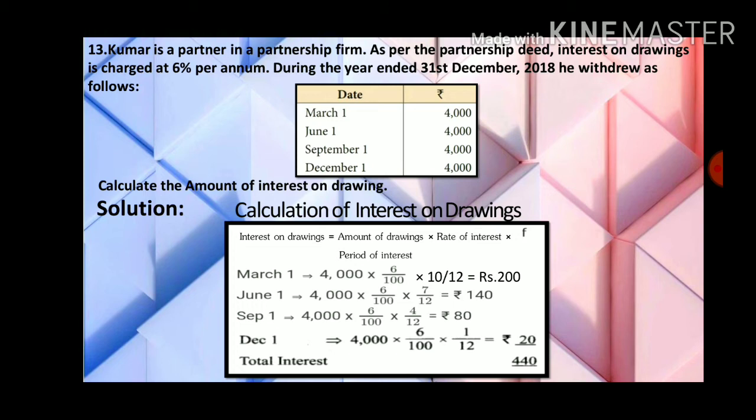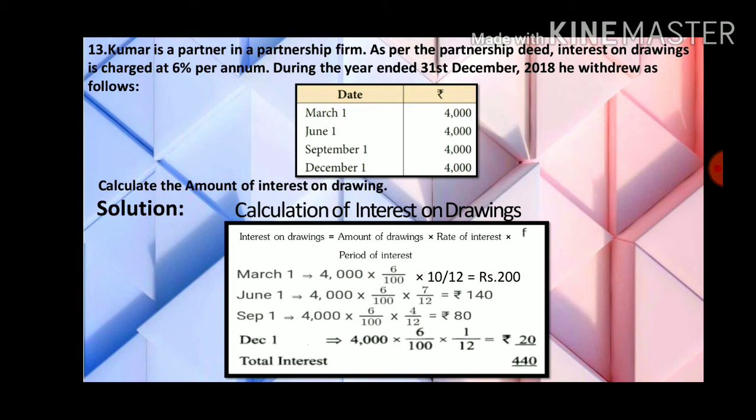So Kumar withdrew the amount: March 1st 4000 he has taken, June 1st 4000 taken, and September 1st 4000. The same value will be taken month-wise. So calculate the amount of interest on drawing. The calculation of interest on drawing follows the same procedure as in the previous problem.